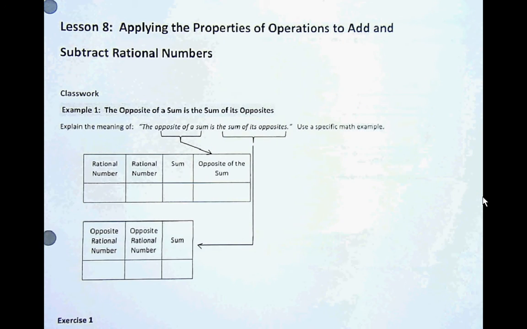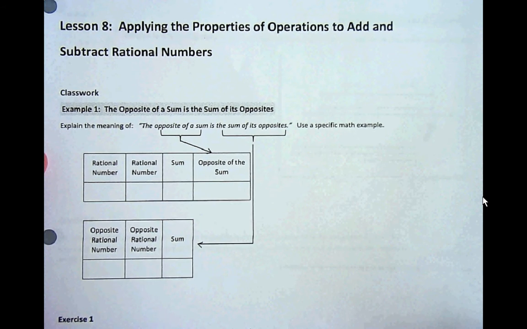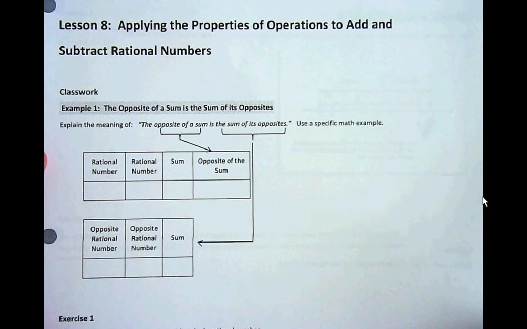Okay, we're going to take a look at our next lesson, applying the properties of operations to add and subtract rational numbers. We've probably started this topic already in class, so in case we didn't get through all of it, this is just to finish up that discussion. So you can fast forward to any part that you need to, or listen to this whole thing again.